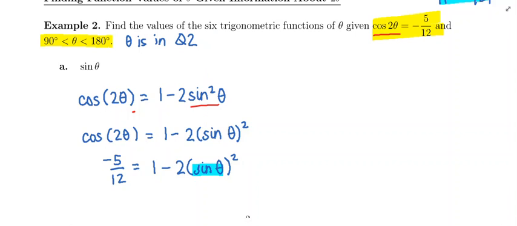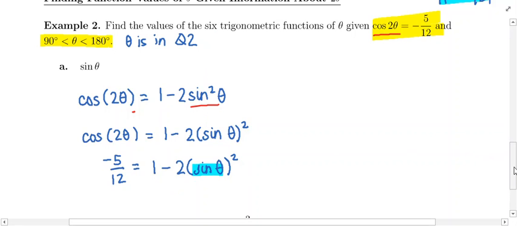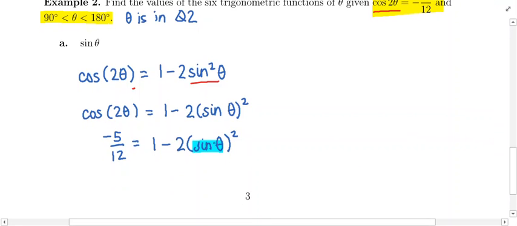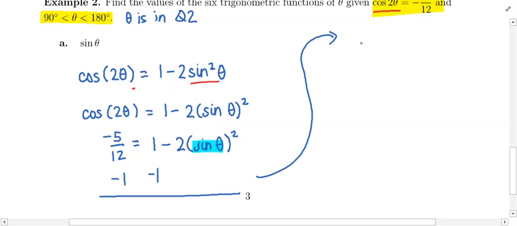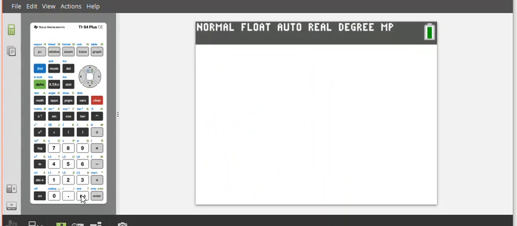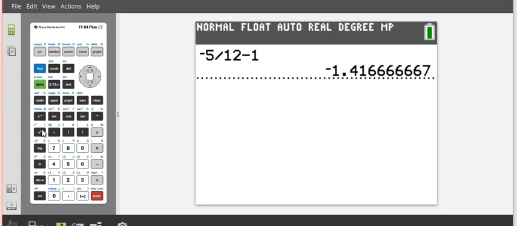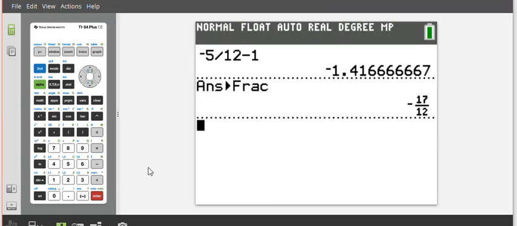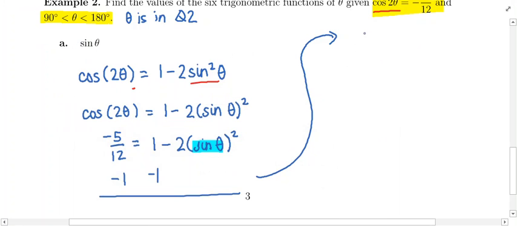All right, so let's do this. The first thing I'm going to do is isolate this blue piece. I'm going to get it alone. I'm going to start by subtracting 1 from both sides. So I'm continuing up here. We're going to get negative 5/12 minus 1. I'm going to go ahead and convert that to a fraction. So this is going to be negative 17/12.